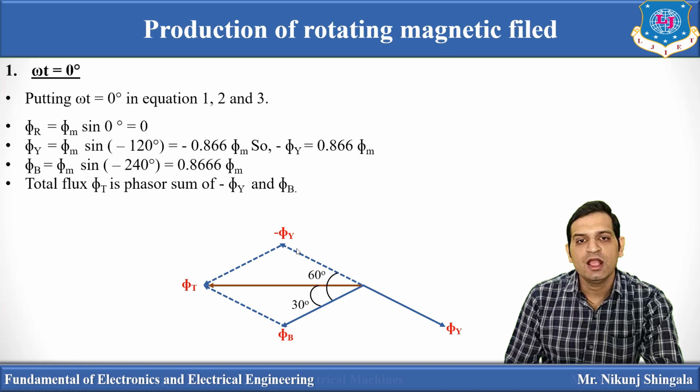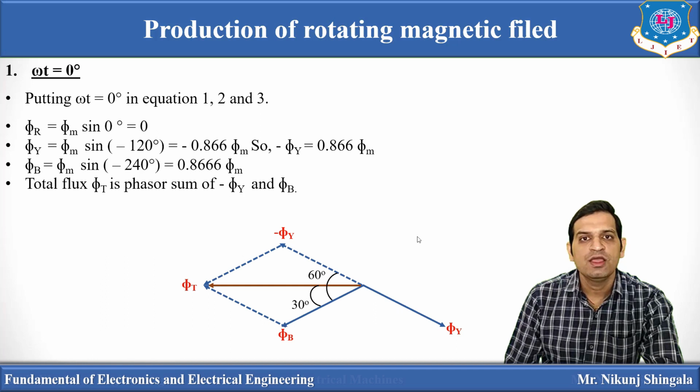Now we know the angle between minus phi Y and phi B is 60 degree, because the angle between phi B and phi R is 120 degree, and if we take the reverse of phi Y, this angle will be 60 degree. Now all sides are equal, so the angle between the diagonal and phi B, or the angle between the diagonal and minus phi Y, will be 30 degree.